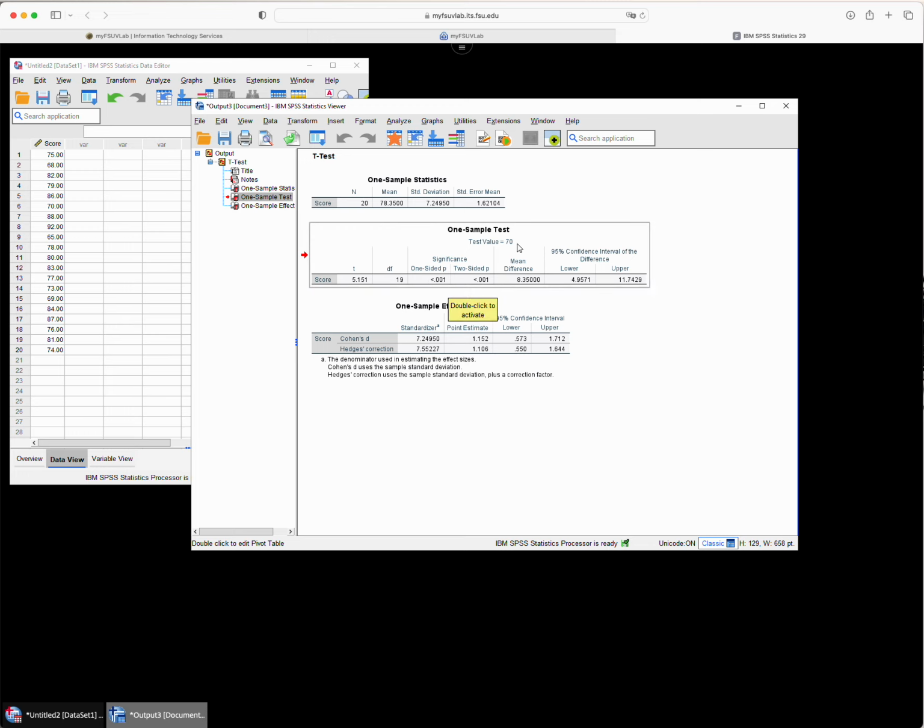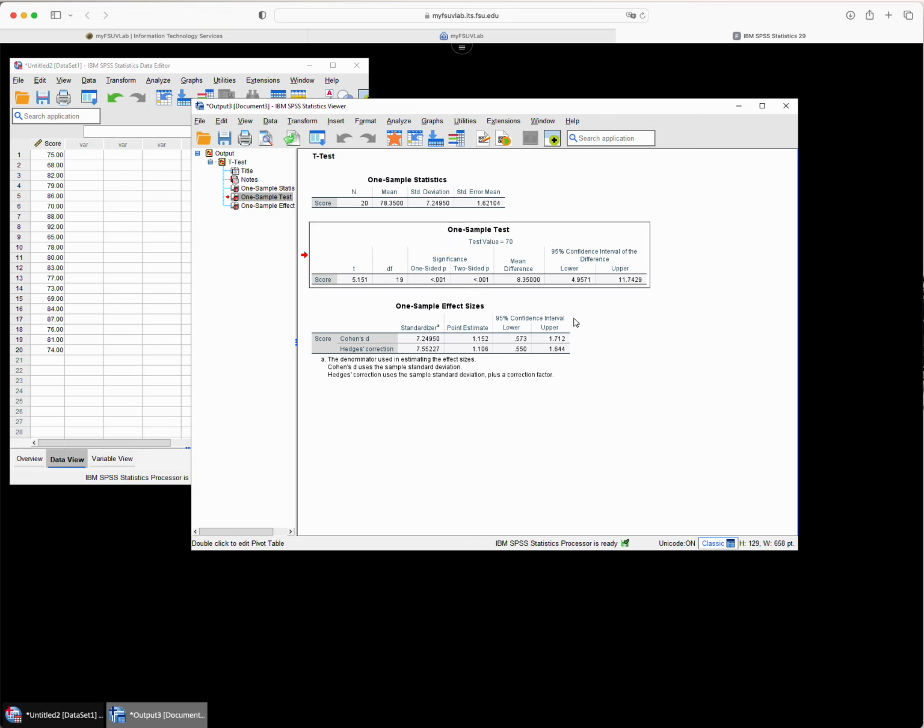Now, since we put in 70 as our test value, and the mean that we saw was 78.35, we can see here that the mean difference is 8.35, because this is the difference between our sample mean and the mean of the hypothesized population, which was 70. So that's always just going to be whatever our actual mean is minus the test value. And then our 95% confidence interval.